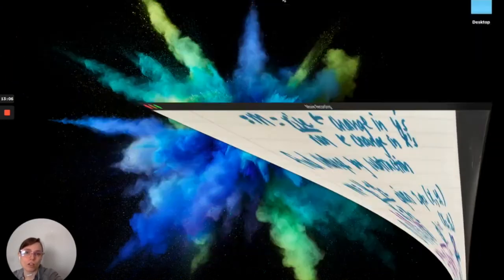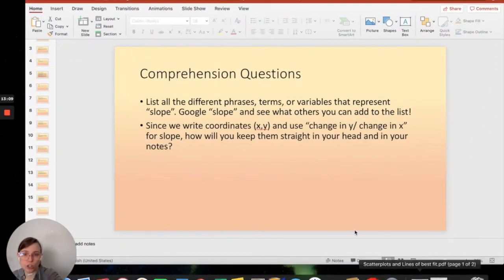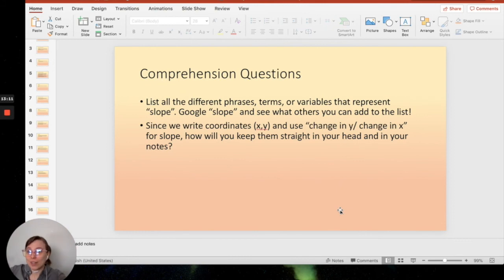Okay, I wanted to go do the comprehension questions. Pause it, read it, you're good. Especially the second one because that's a really common misconception. People switch up writing a coordinate in x, y, but for slope our formula goes y's over x's. So making sure that you can keep those straight is really, really helpful.